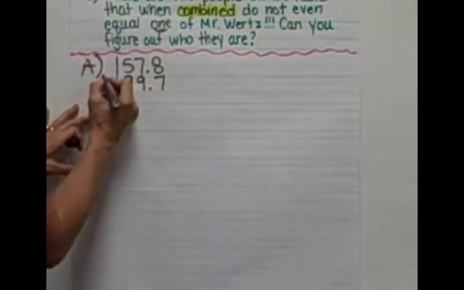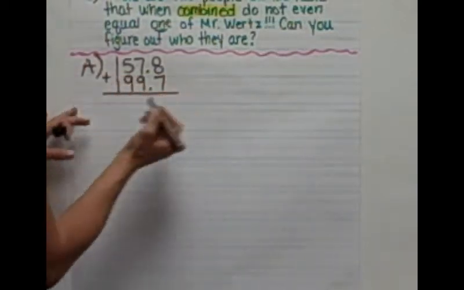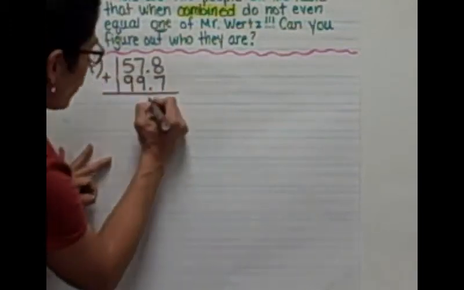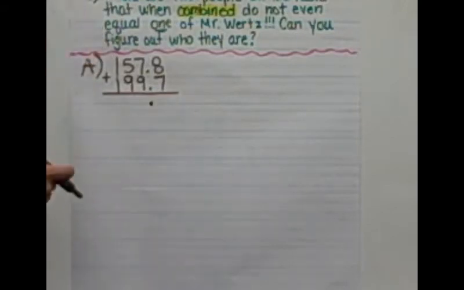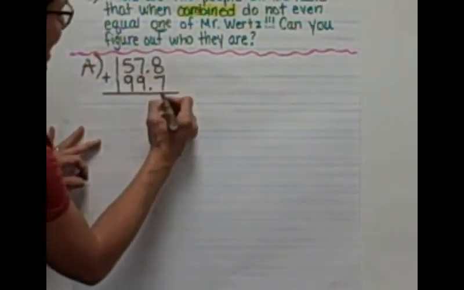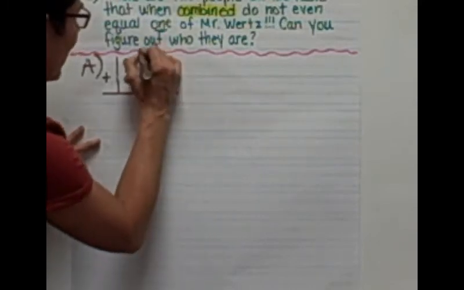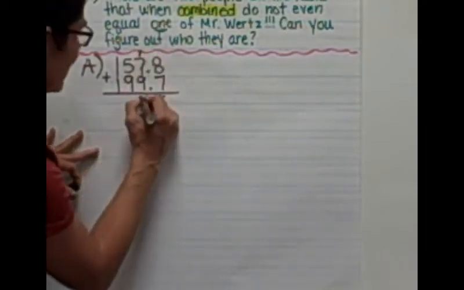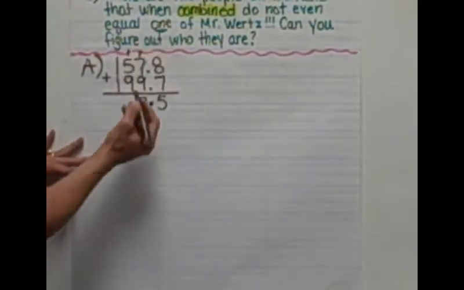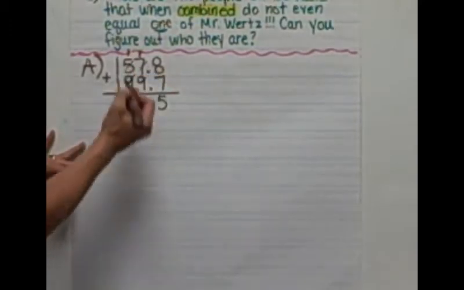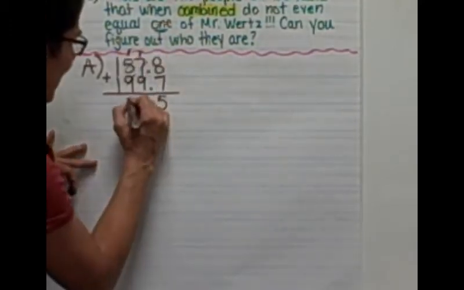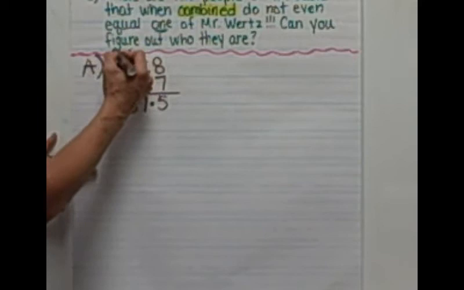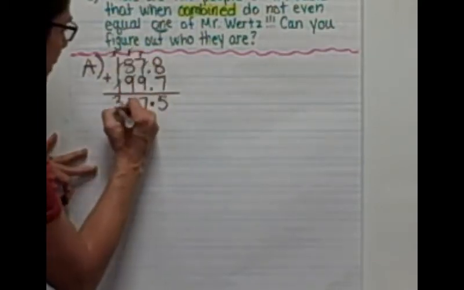199.7 pounds. Please note that when you add decimals, the decimals should be lined up. And now we're going to bring the decimal straight down in the answer. 8 plus 7 is 15. Drop the 5, carry the 1. 9 plus 7 is 16. Plus 1 is 17. Drop the 7, carry the 1. 9 plus 5 is 14. Plus 1 is 15. Drop the 5, carry the 1. 1 plus 1 is 2, plus the 1 that we carried is 3.